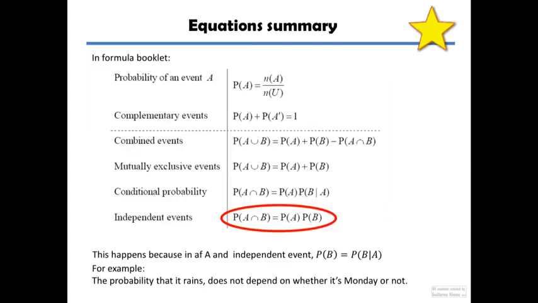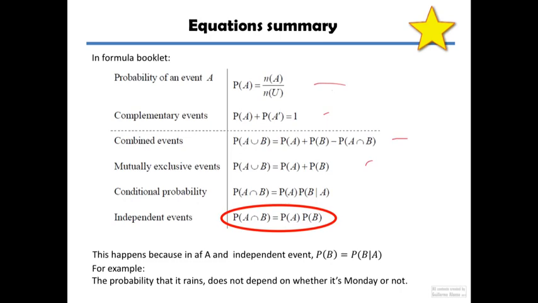And finally, I just want to point out a little summary of the equations. This is extracted from your formula booklet. We've taken a good look at this one. We've taken a good look at this one. This one we've already seen. This one you have the union, and you have to add them together and subtract the intersection, and remember the Venn diagrams.